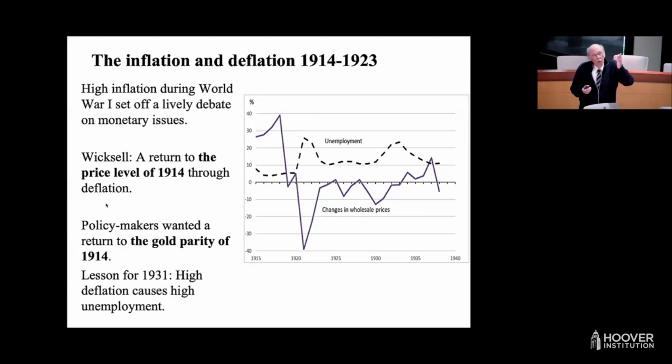So anyway, we had 40% inflation, and the decision by the policymakers was to go back to gold. And they went back to gold, and you can see the rate of unemployment increased very sharply. We had higher unemployment in the 1920s than in the 1930s. And the lesson from this experience was that high deflation causes high unemployment. And you can see that in the answers given by the economists in the 1930s: don't try deflation again.